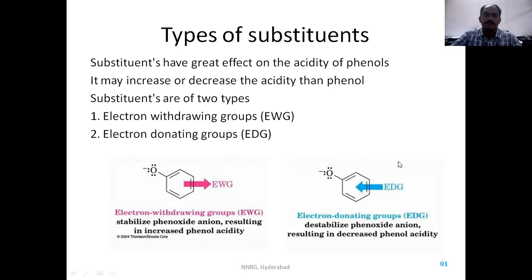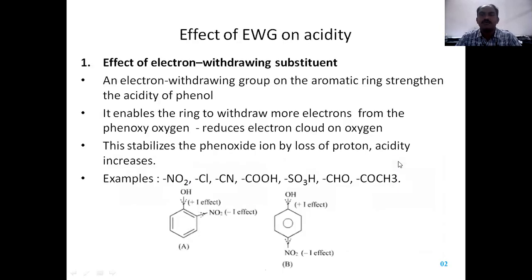That point we have to remember. So what are the different electron withdrawing groups?